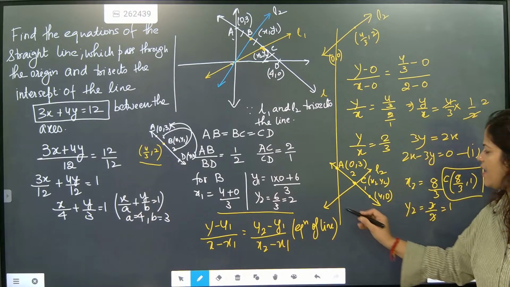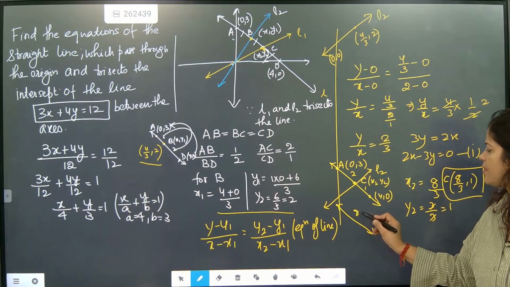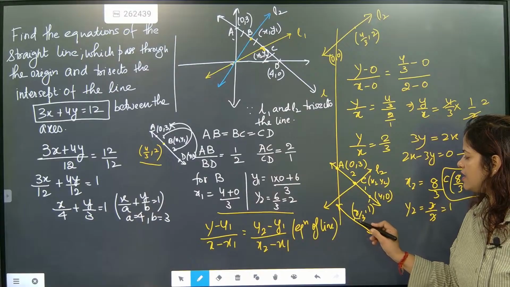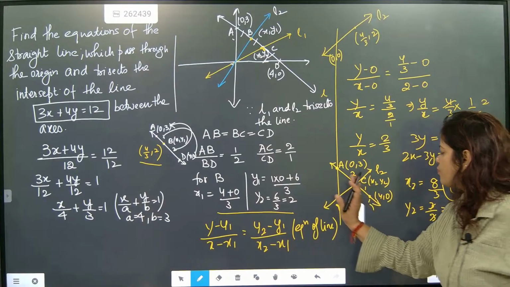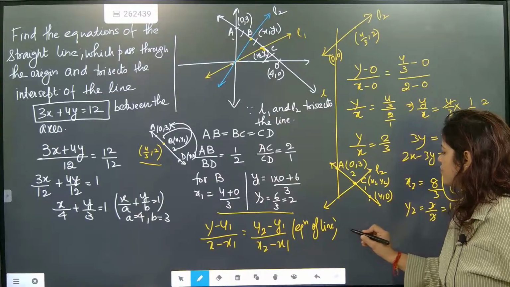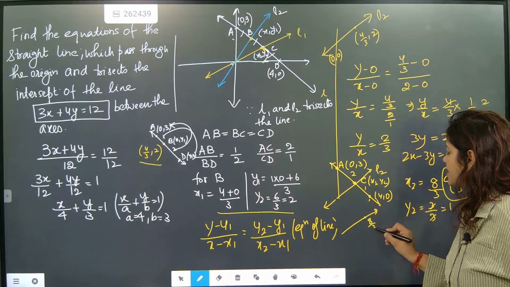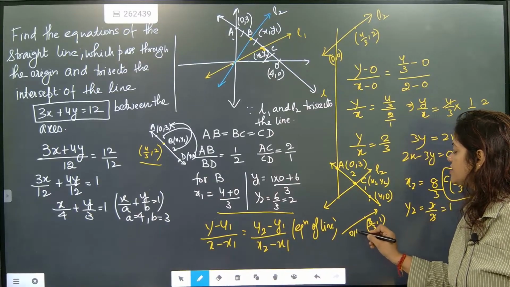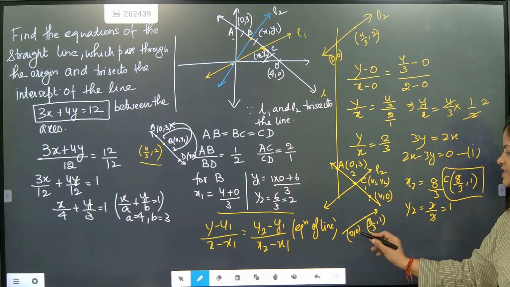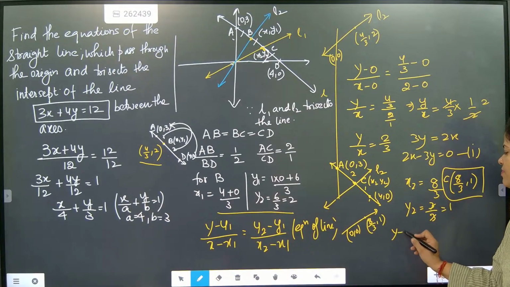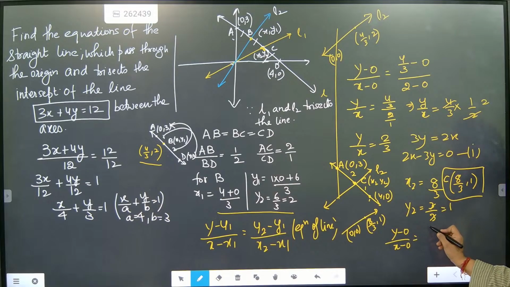That means on this line we have 8 by 3 comma 1 as the C value, and the other point is the origin. If we talk about C, one point is 8 by 3 comma 1, another point is the origin. Easily we can solve if we take x1 as point 1, x2 as point 2. So it will become (y minus 0) by (x minus 0) is equal to 1 by 8 by 3. So 100% this will become y by x is equal to 3 by 8. That means 3x minus 8y equal to 0.